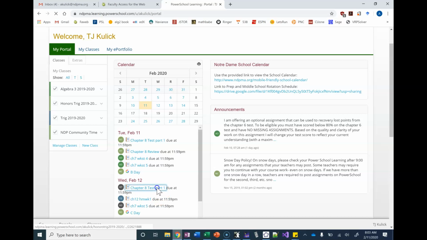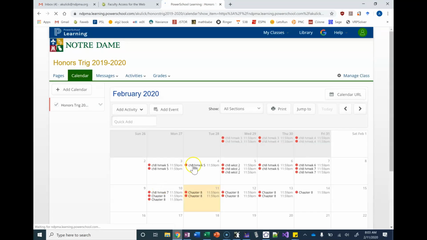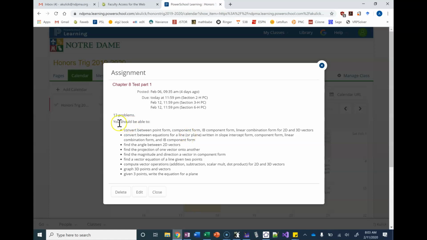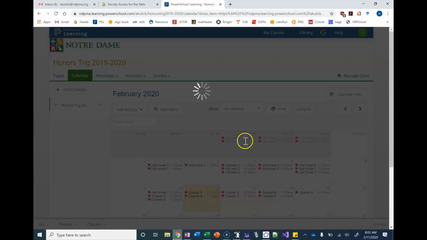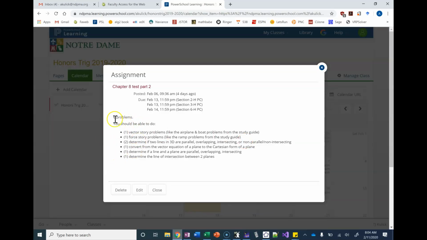If you locate the test on the PowerSchool calendar and you look at the assignment, I have a list of things that you should be able to do. There's a bullet pointed list there on PowerSchool of topics I think are worth reviewing for part one of the test. And then if you look at the second part of the test, you can see, again, the kinds of things that'll be there.